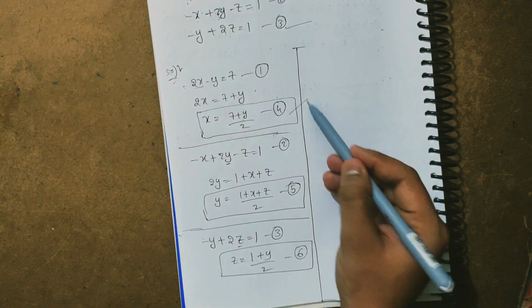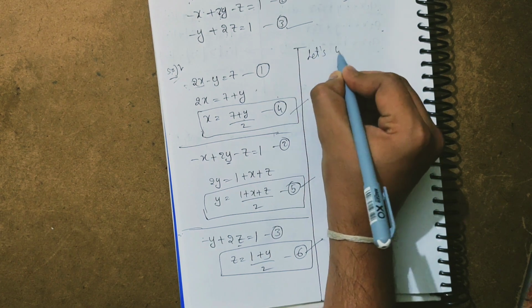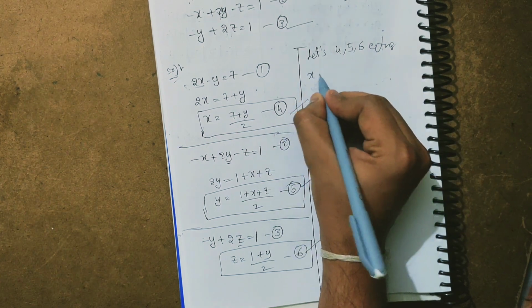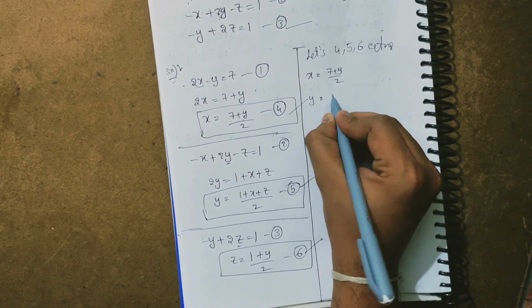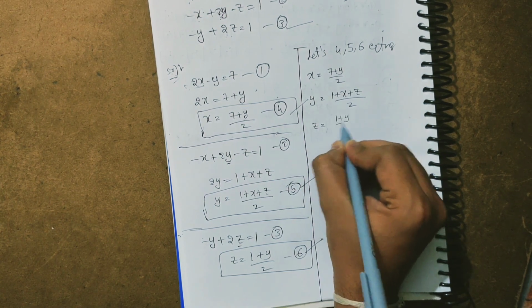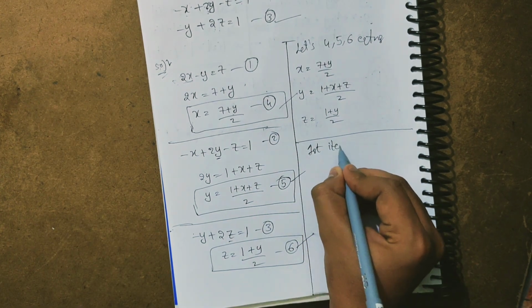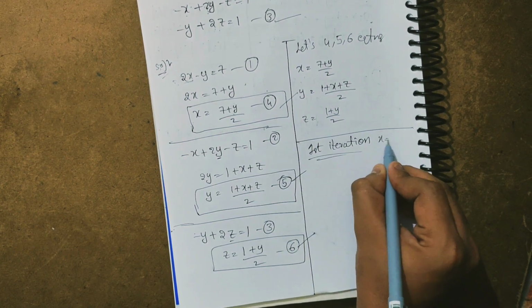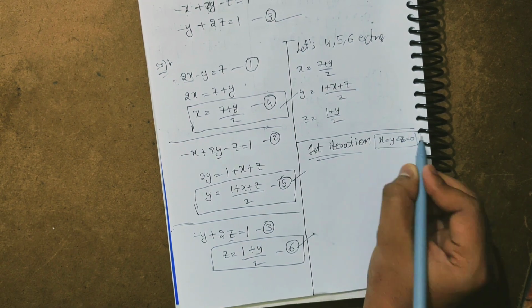So from the fourth, fifth, and sixth, we have the x value, y value, and z value. Let's write the 4, 5, 6 equations. What are those? x equal to 7 plus y by 2. Next, y equal to 1 plus x plus z by 2. Next, z equal to 1 plus y by 2. Okay, let's find the first iteration. For the first iteration, we have to take x equal to y equal to z equal to 0. We take all values as 0 initially.